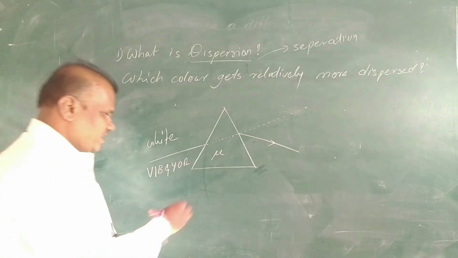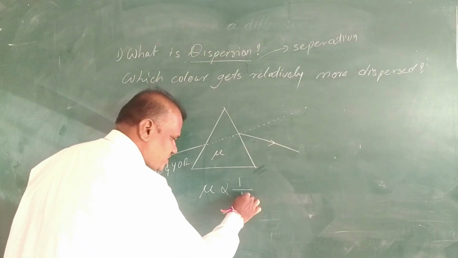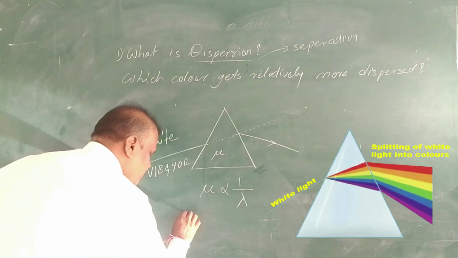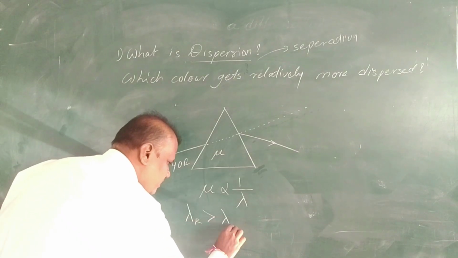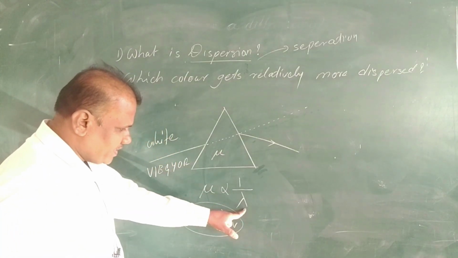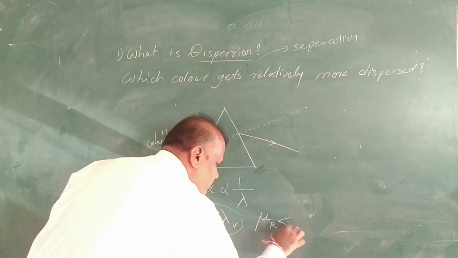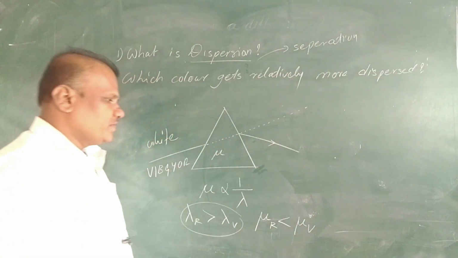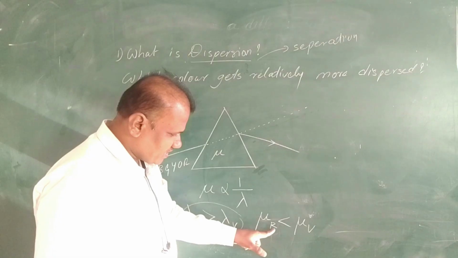But this bending, the refractive index, depends on the wavelength. It is inversely proportional to the wavelength. The wavelength for red color is maximum when compared with the wavelength of violet color. Since the refractive index is inversely proportional to lambda, the refractive index corresponding to red color is minimum compared with violet color. That means the refractive index of violet color is maximum and for red color is minimum.